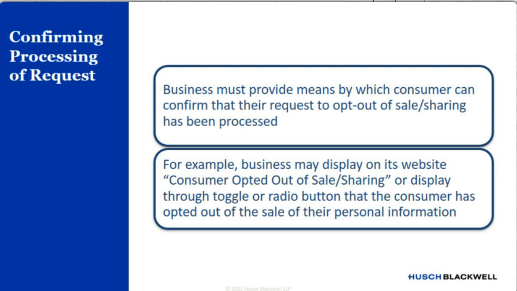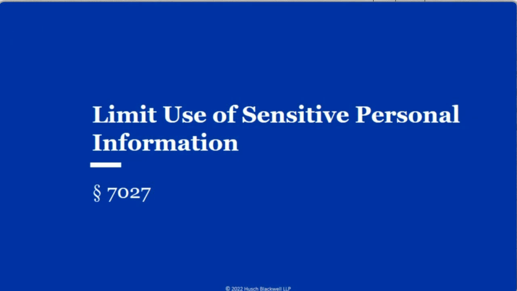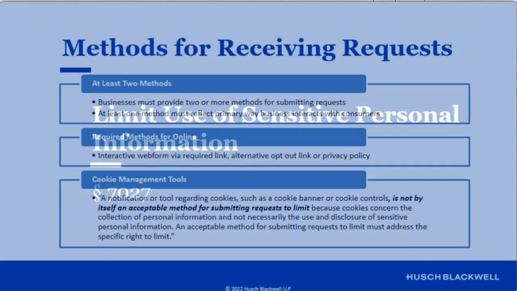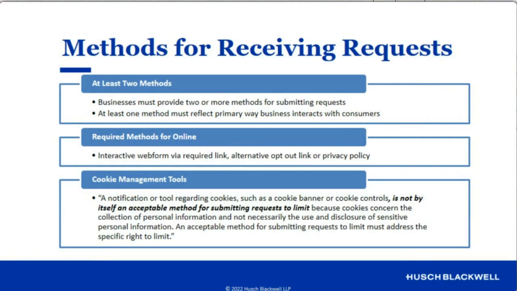This is all to say we're not trying to solve this issue right now. I think this is all going to be part of the comment period, but this is very pro-consumer, and businesses, frankly, are going to have to look at it and ask how to operationalize these concepts. Okay, similar story for the limit use of sensitive personal information as far as the methods of receiving requests. Directing your attention to the last portion, again, the use of a tool regarding cookies is not itself an acceptable method for submitting requests to limit.